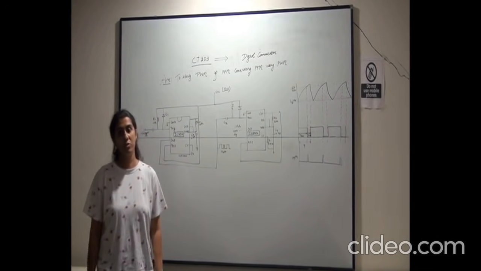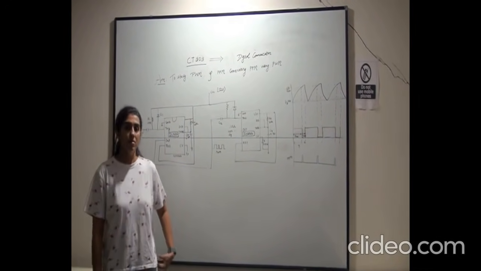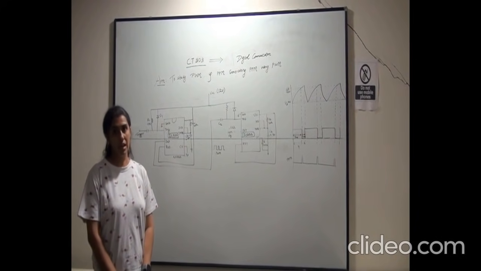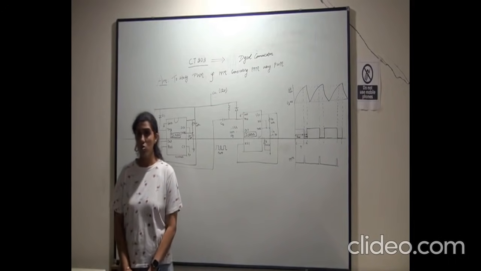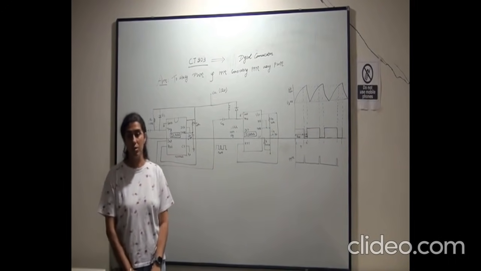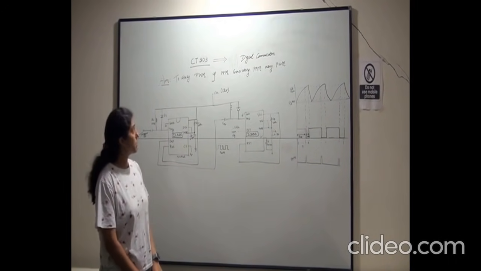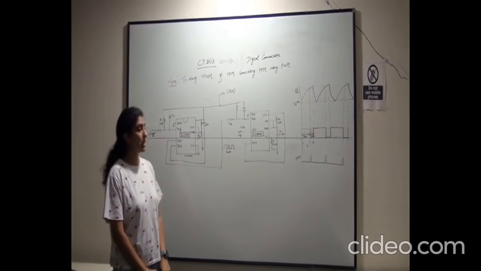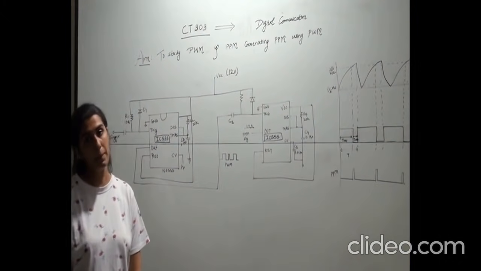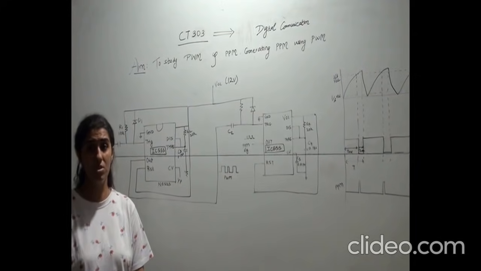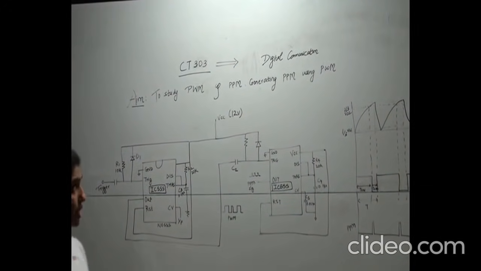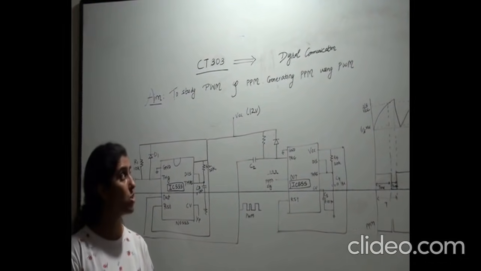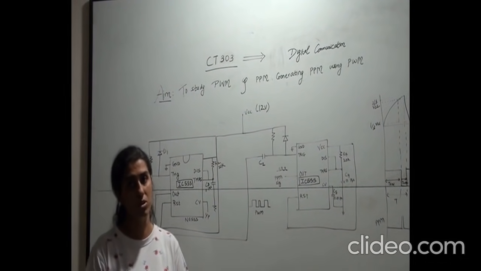So good afternoon everyone. We are here to conduct the first lab for digital communication CT 303. The aim of the first lab is to study PWM, that is pulse width modulation, and PPM, that is pulse position modulation. Also we are going to see how to generate pulse position modulation using pulse width modulation.